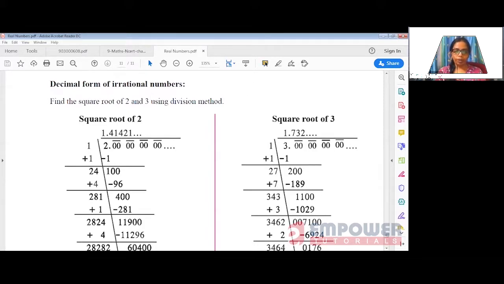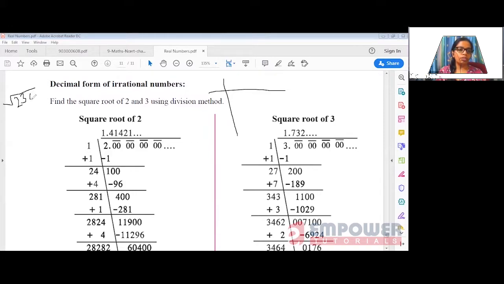Whenever you want to find the decimal form of any irrational number, first of all you are going to write it down in the form of this. Suppose I want to find the value of root 236.